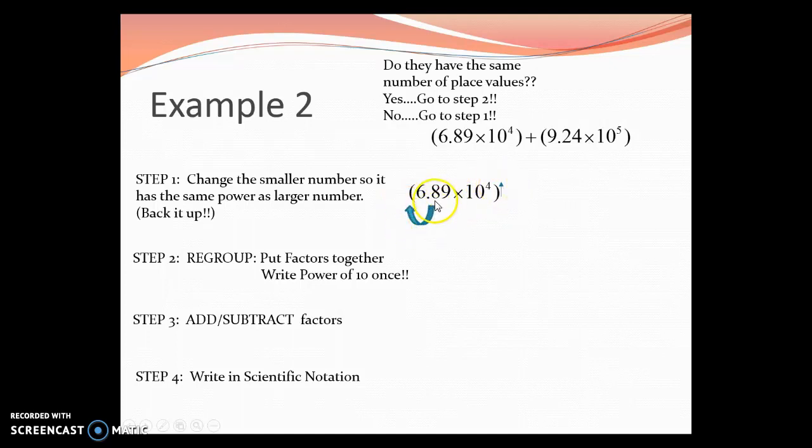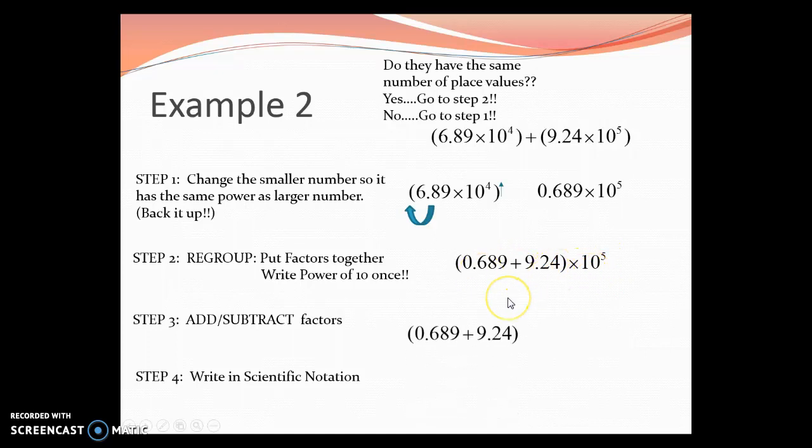You've seen me do this on the board where I write the little curve and then draw the arrow to remind myself I've got to change that exponent. That's going to look like this. Backing up one time gets me around the 6, and I now have times 10 to the 5th power. We're going to regroup, so we're putting our a values together, 0.689 plus 9.24, and we're keeping our power of 10, 10 to the 5th, just like we do with fractions.